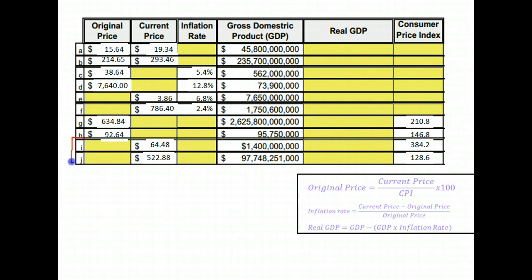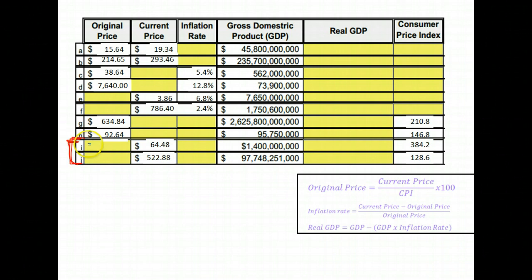Okay, so we've done all of our rows up above. We're down to rows I and J. I'll go through how to do line I. Line J will be the same. Again, I have different numbers than you, so don't just write my numbers down. Follow the process that I'm following. Here I'm missing the original price, the inflation rate, and the real GDP.